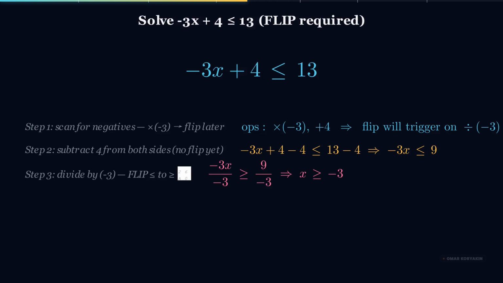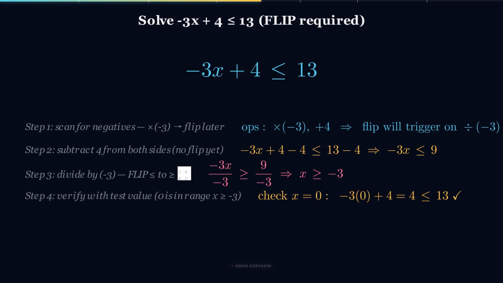Step 3. Divide both sides by -3 to undo the multiplication. This is the step where the flip sign rule triggers because the divisor is negative. The left side becomes -3x divided by -3, which simplifies to x. The right side becomes 9 divided by -3, which equals -3. The inequality direction flips from less than or equal to into greater than or equal to. The result is x greater than or equal to -3.